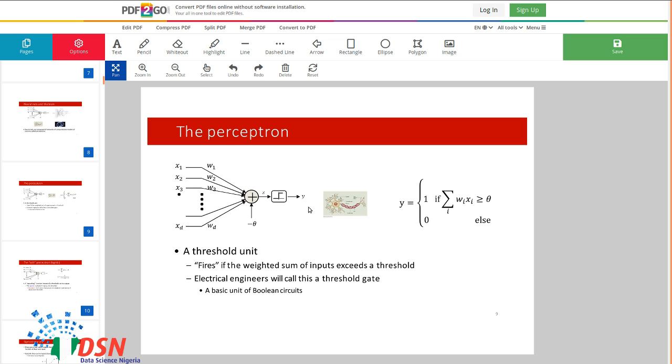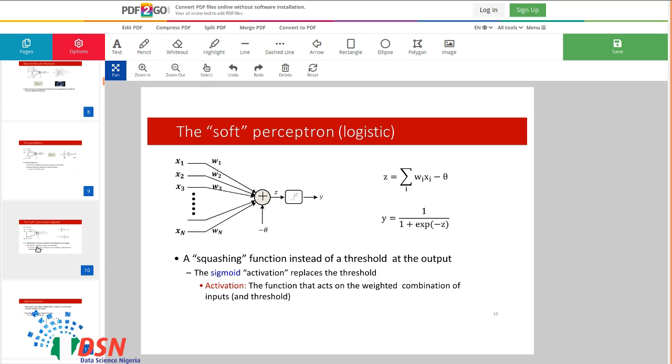One of the neurons, the special one, is called perceptron. In perceptron we have something similar to the neuron that we saw. So we have 1 if the sum of wixi is greater than theta, or 0 otherwise. Okay, so we want to talk about the perceptron.